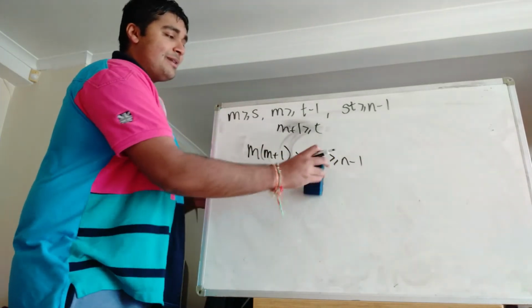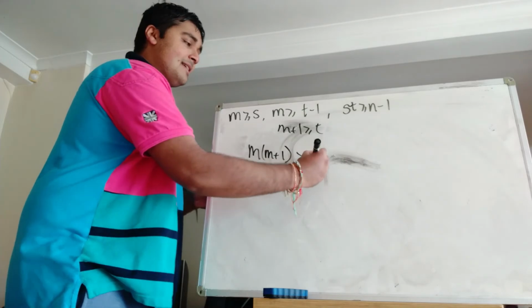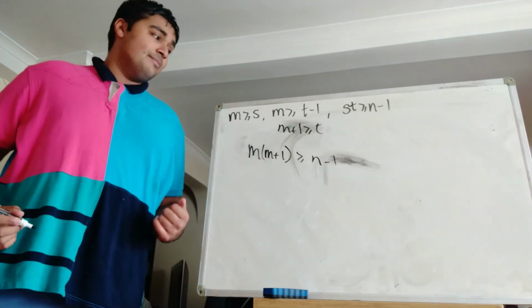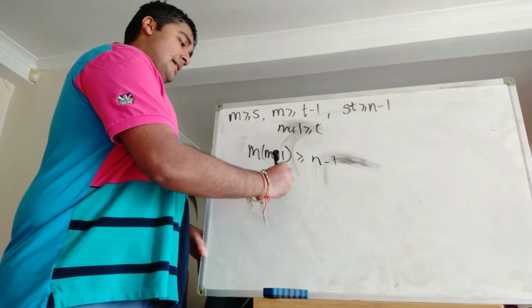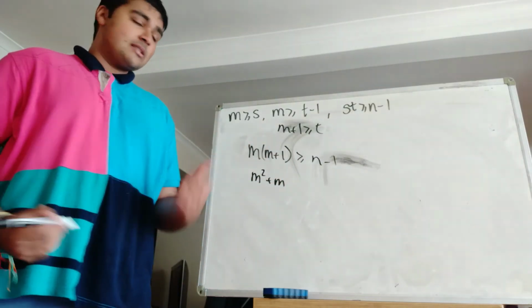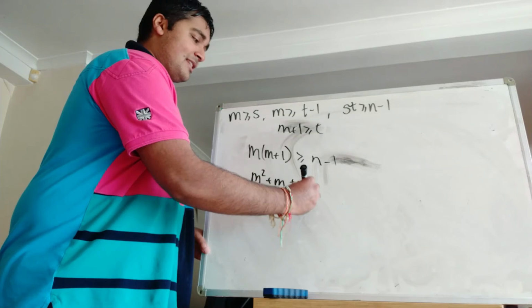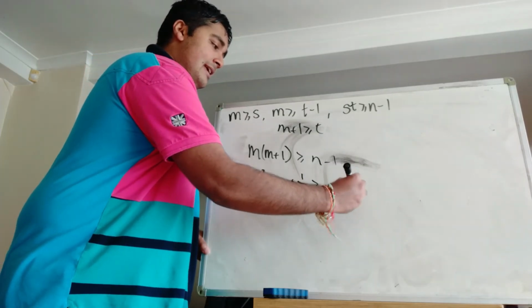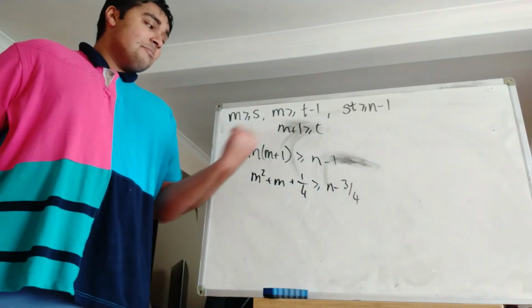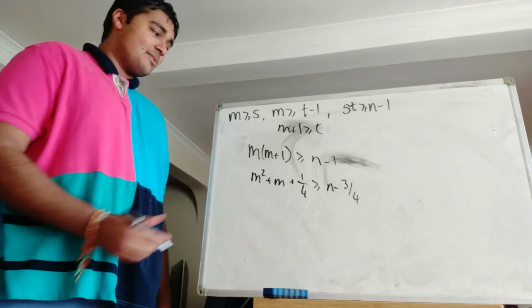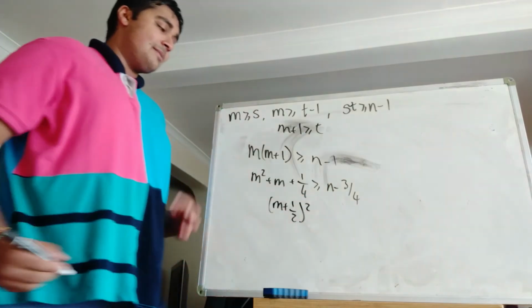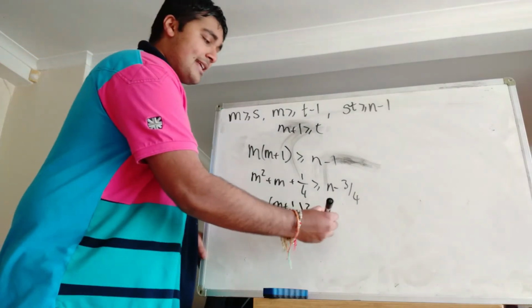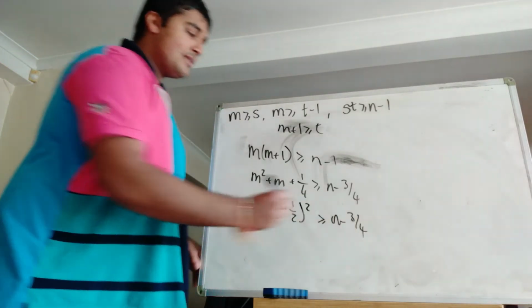So let's cut out the middleman, and we get that m times m plus 1 is bigger than or equal to n minus 1. This left-hand side, if we expand it out, is just m squared plus m. Then if I add a quarter to both sides, you can perhaps guess what I'm going to do. This thing here is going to turn into n minus 3/4, but this thing here is a perfect square. This is just m plus a half all squared. So we get m plus a half all squared is bigger than or equal to n minus 3/4, like so.